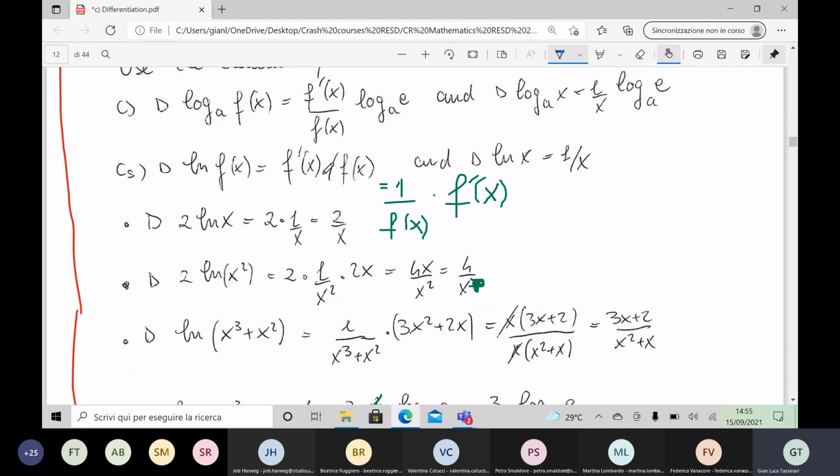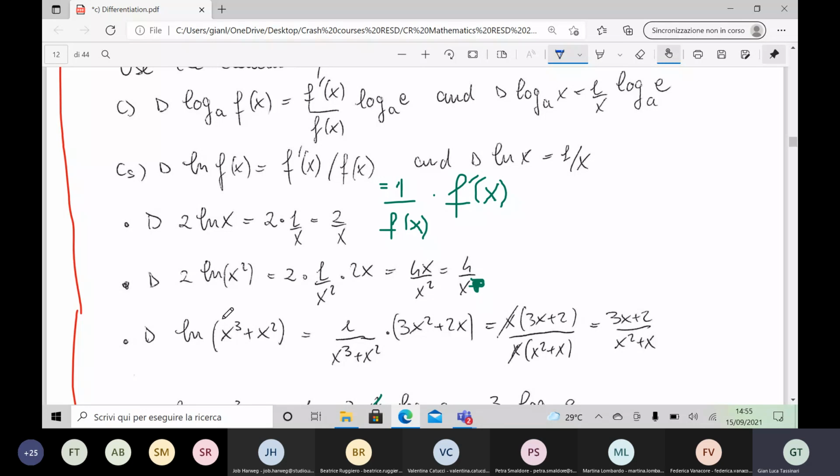So 1 over f of x, 1 over the argument of the logarithm. So x to the power 3 plus x squared, times what? f prime of x, the derivative of the inner function, that is the derivative in this case of the argument of the logarithm. So which is the derivative of this one?